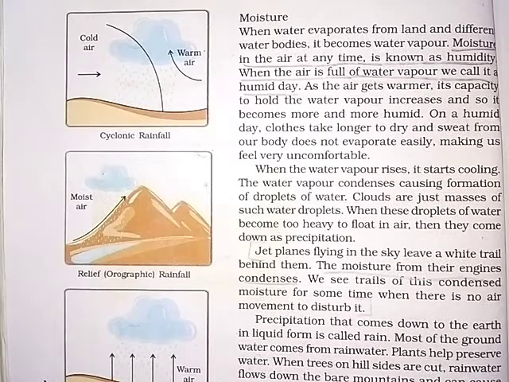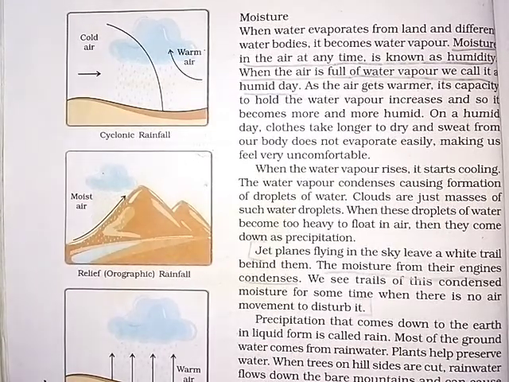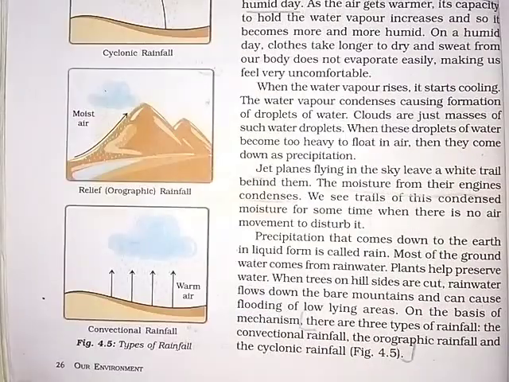When the water vapor rises, it starts cooling. The water vapor condenses, causing formation of droplets of water. Clouds are just masses of such water droplets. When these droplets of water become too heavy to float in air, then they come down as precipitation. Jet planes flying in the sky leave a white trail behind them.